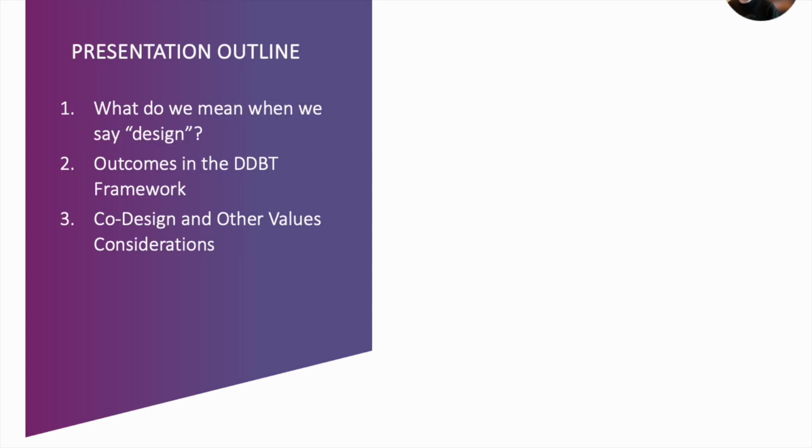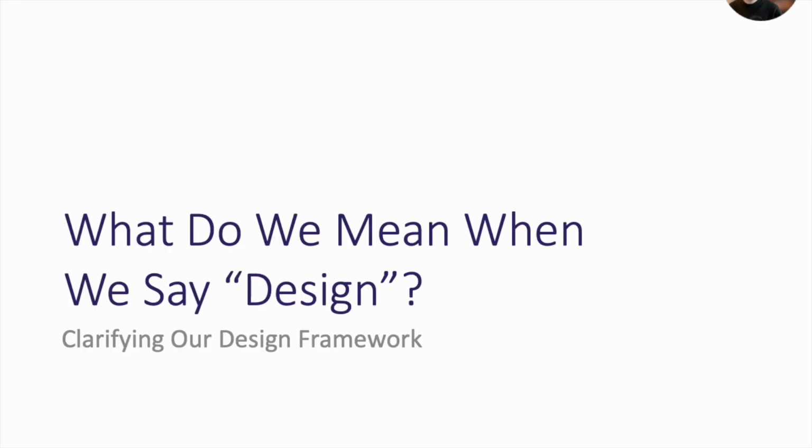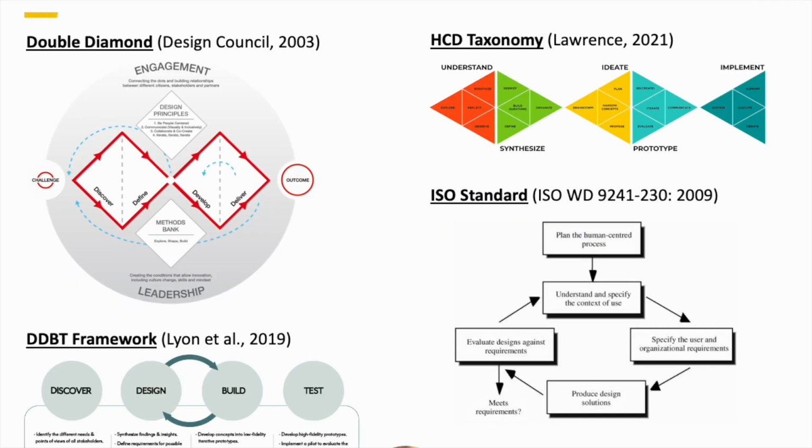So this presentation has 3 parts. I will start off by digging into what do we mean when we say the word design. Second part, I'll cover specific outcomes in the DDBT framework. And then finally, I'll touch on co-design and other values considerations when we go about a design process. So to begin, what do we mean when we use this word design? It's really important that we clarify what our design framework is and what that means and what implications it has.